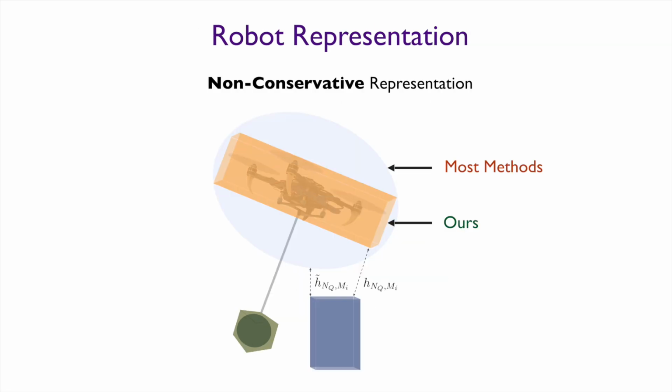This non-conservative representation allows our method to accurately compute the minimum signed distance to each obstacle, denoted in this figure by h. Unlike most other methods, as shown by the blue sphere here, we use an orientation-aware polytope to represent the quadrotor, which allows our planning algorithm to generate collision-free trajectories in tight environments.